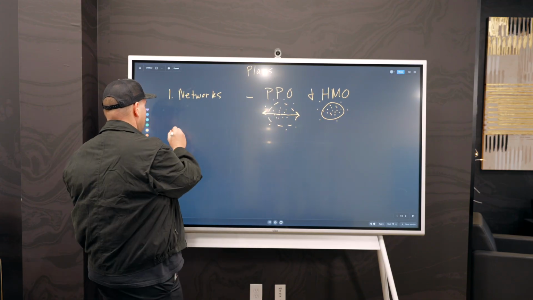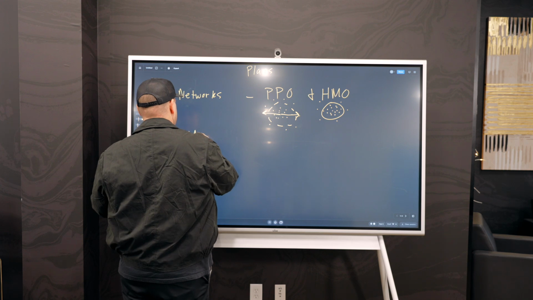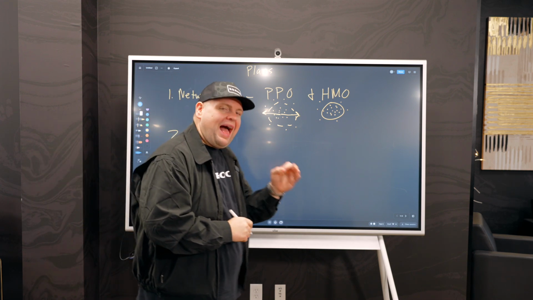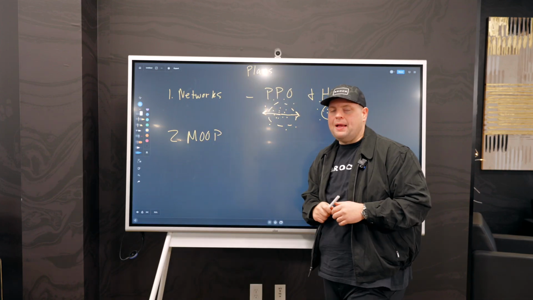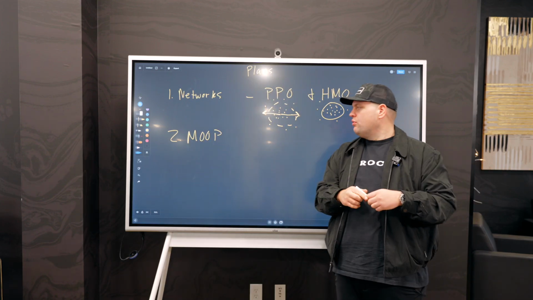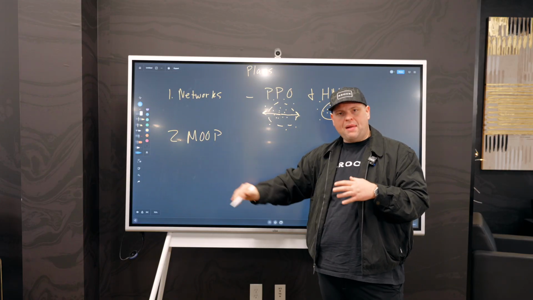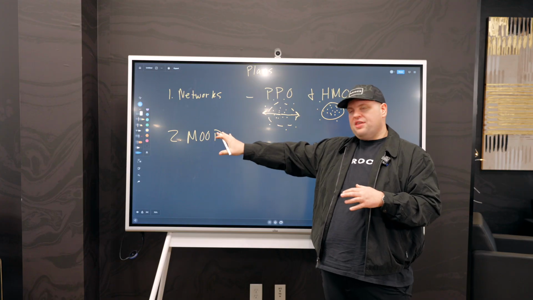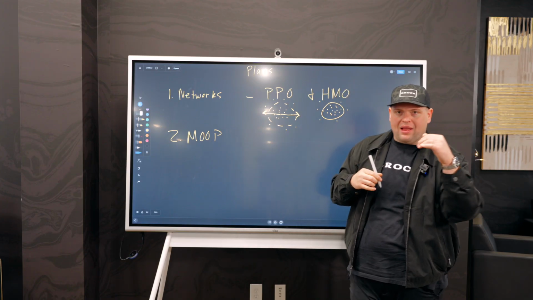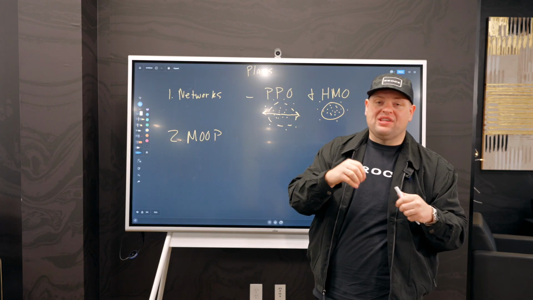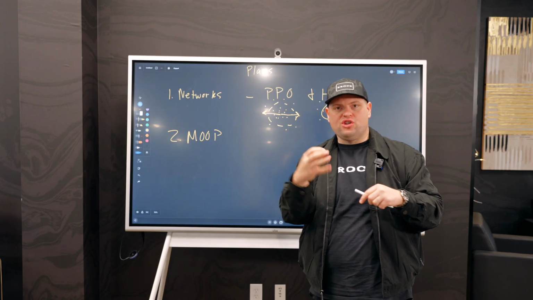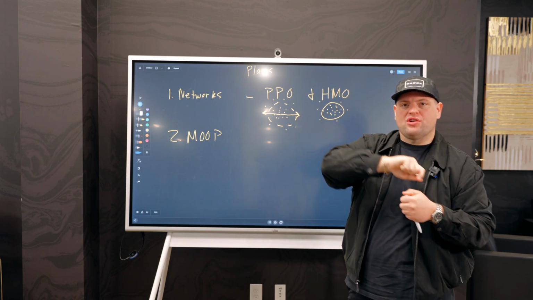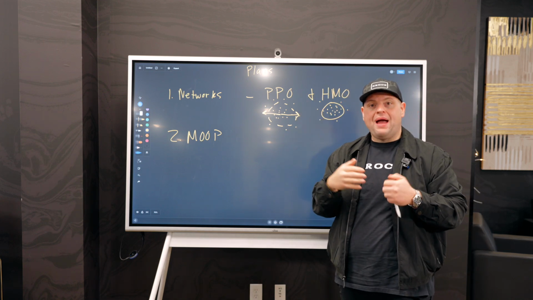Now, the second thing that I need to consider is what we call a MOOP, which stands for maximum out of pocket. If you've been on insurance for some time, then you're familiar with this term. You may have heard it called something different, but maximum out of pocket. This is a cap that an insurance plan will have that says, okay, the beneficiary, the insured, you, the person on the insurance, you've met this amount of money out of your pocket. Now the insurance is going to pay everything else past that.